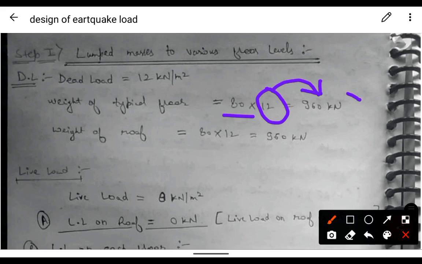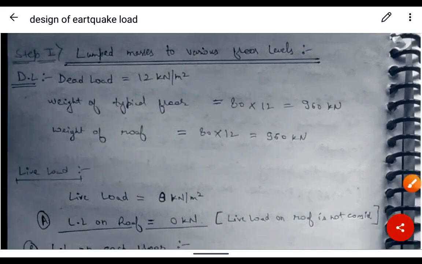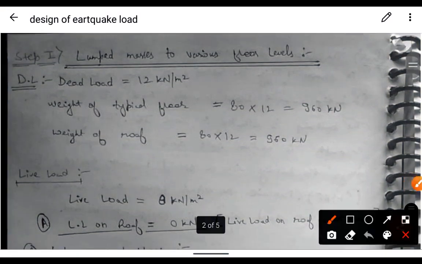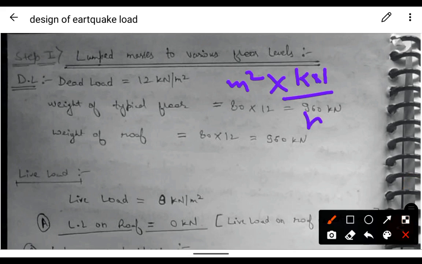So this is the total load on this particular floor. Now talking about the unit conversion, from here you can see that the unit of plan area would be meter square, and when multiplied by the intensity of load, that is kilonewton per meter square, the meter square cancels out. So now the unit of this load will be totally in kilonewton.